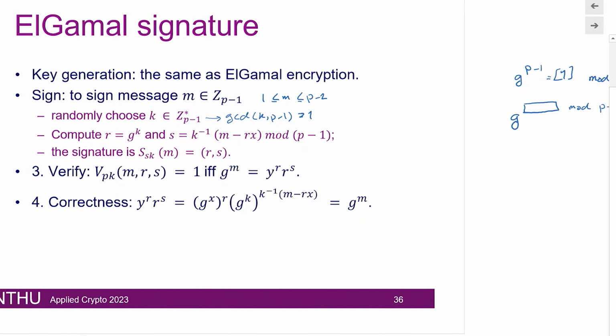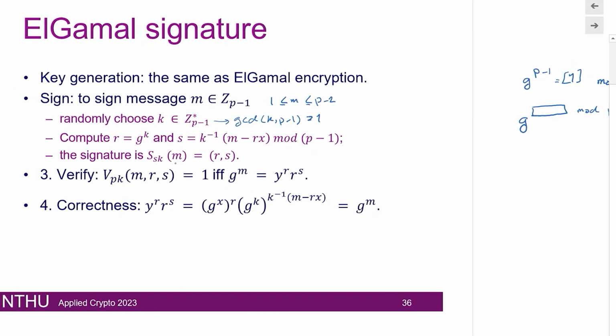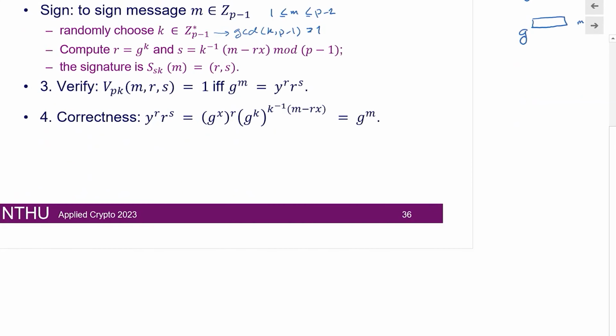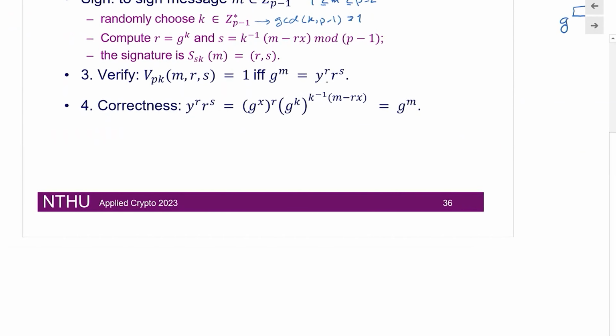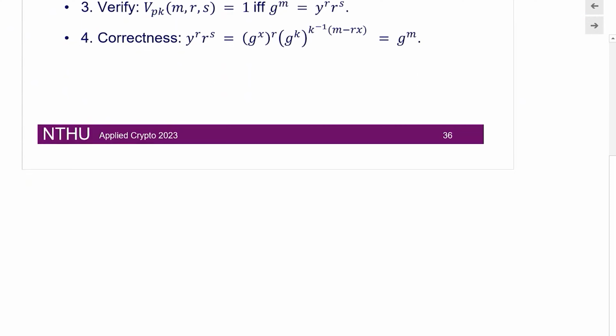And in order to verify the signature, given the public key, message m, r, and s, which is our signature, we are going to output 1 if this equality holds true, and otherwise we would reject this message. But let's see if this works. So the verification says that y to the r, to the s should become g to the m.